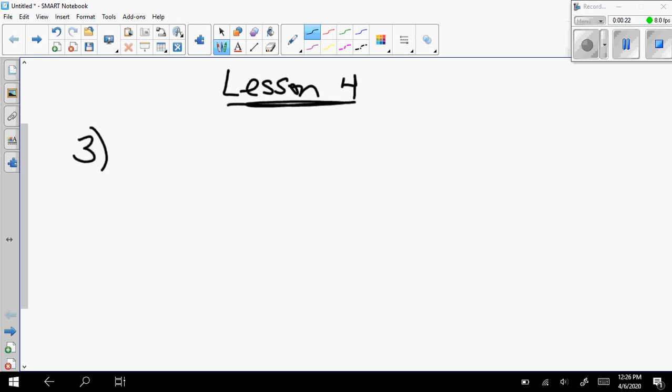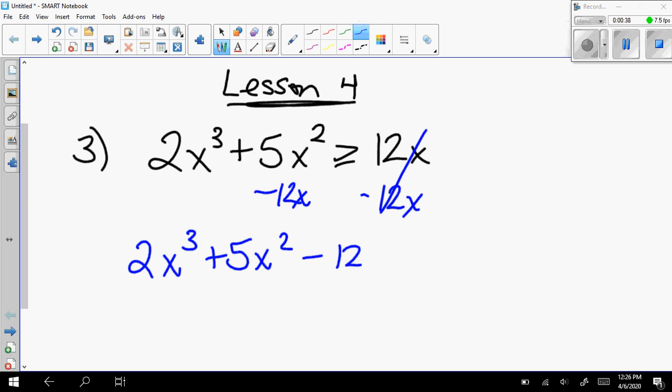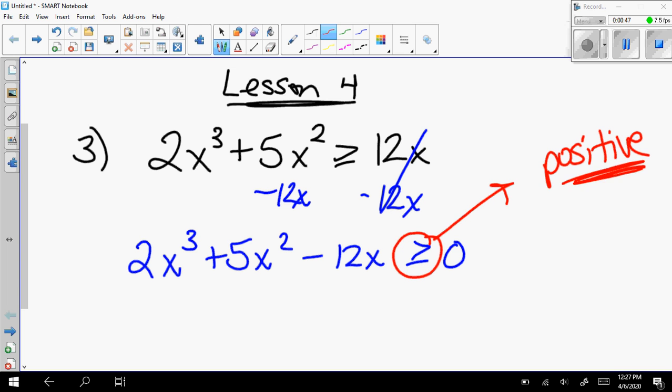So example 3 is 2x cubed plus 5x squared is greater than or equal to 12x. So we have here a quadratic inequality. To solve it, we're going to get everything to one side. So move this over. Now we've got 2x cubed plus 5x squared minus 12x is greater than or equal to 0. Now this inequality tells us 2 things. We're looking for positives, and the or equal to part tells us that the circles are closed.